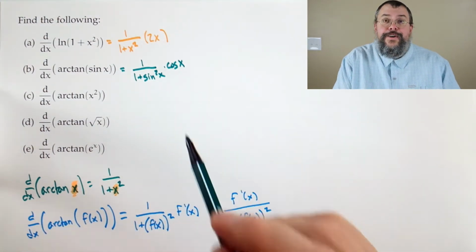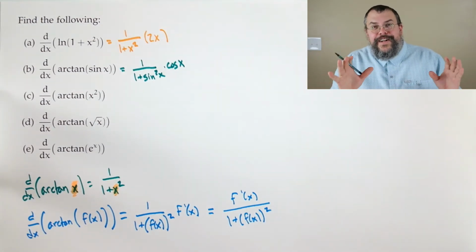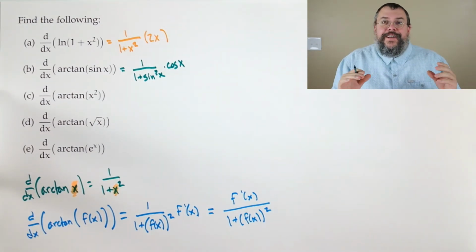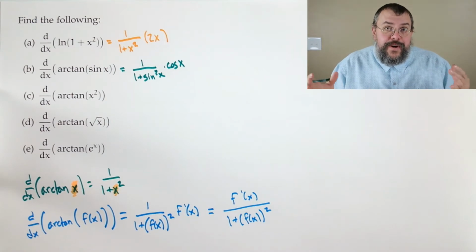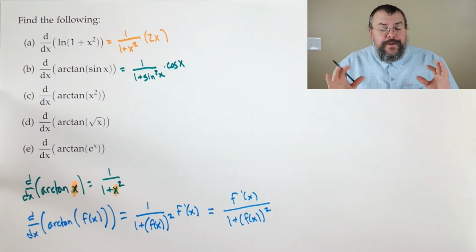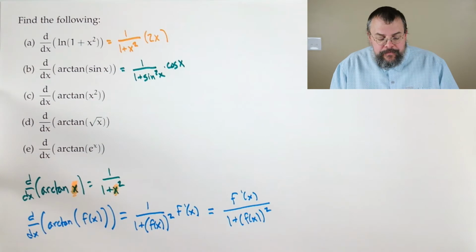The answer is, we leave it alone. There isn't a nice identity with 1 plus sine squared. If it was, say, 1 minus sine squared, there's stuff we could do. But 1 plus, it's different. So, all right, good.